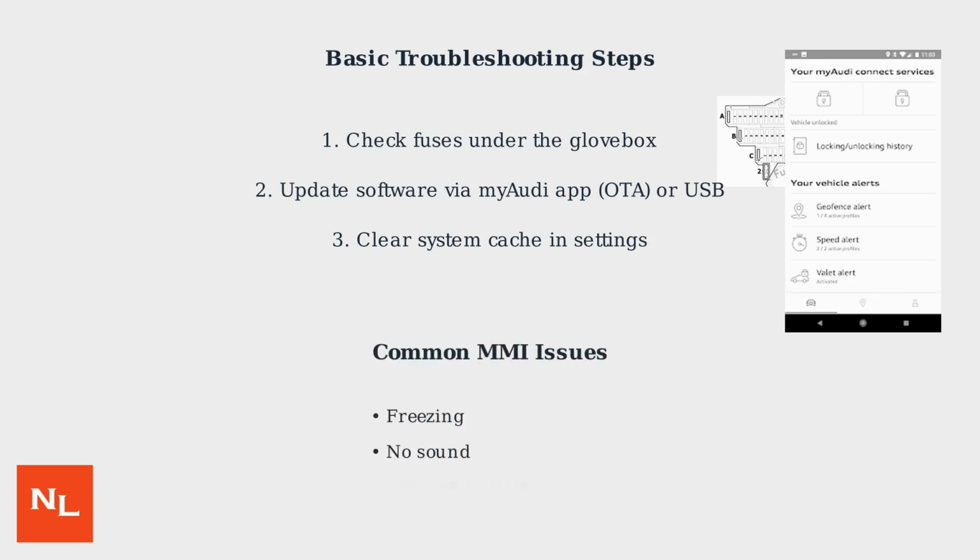Common MMI issues include freezing, no sound, navigation errors, and Bluetooth disconnects. These often resolve with the basic steps above. If problems persist, consider using an OBD2 scanner to check for error codes, which can provide clues about the underlying cause. Avoid resets if the issue appears to be hardware-related, such as a faulty screen. In these cases, seek professional repair.